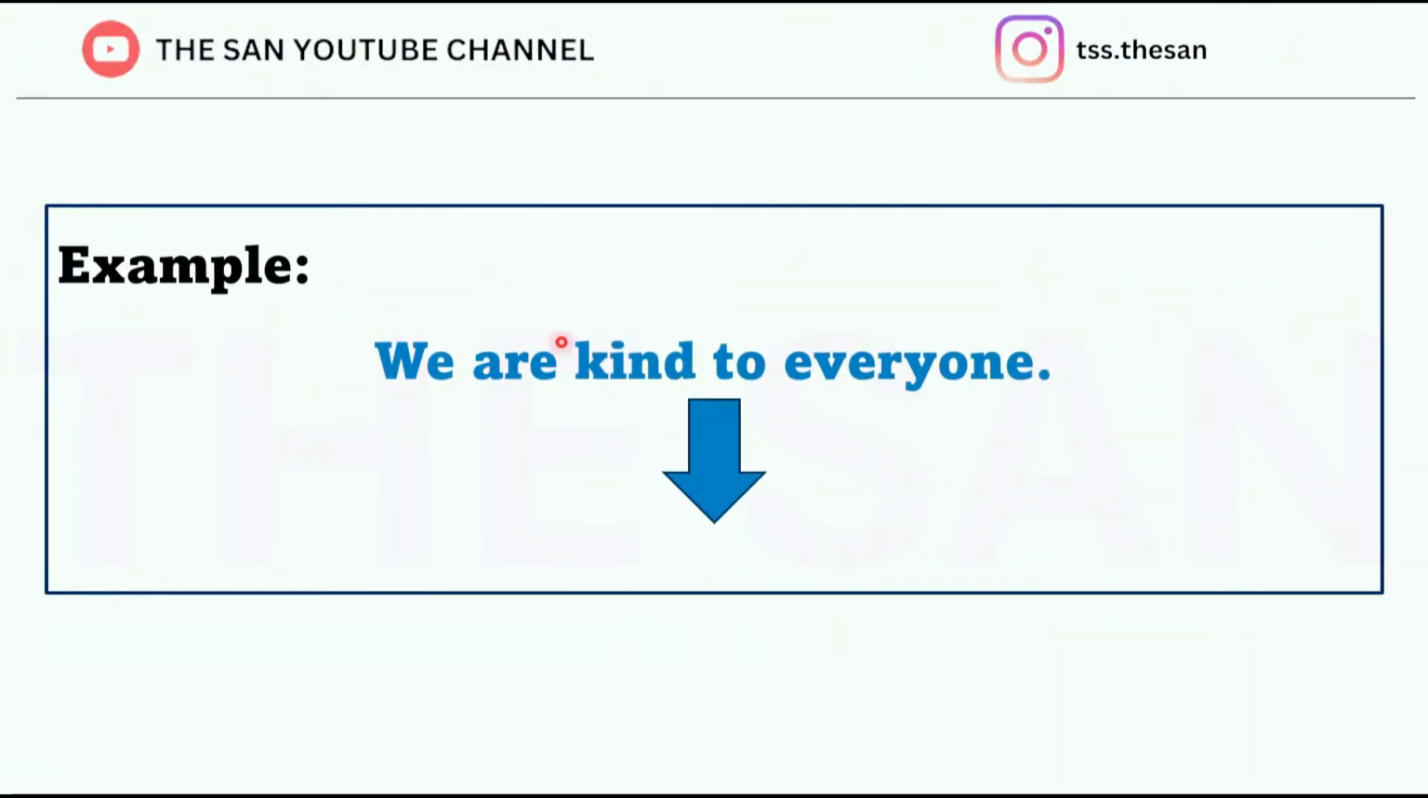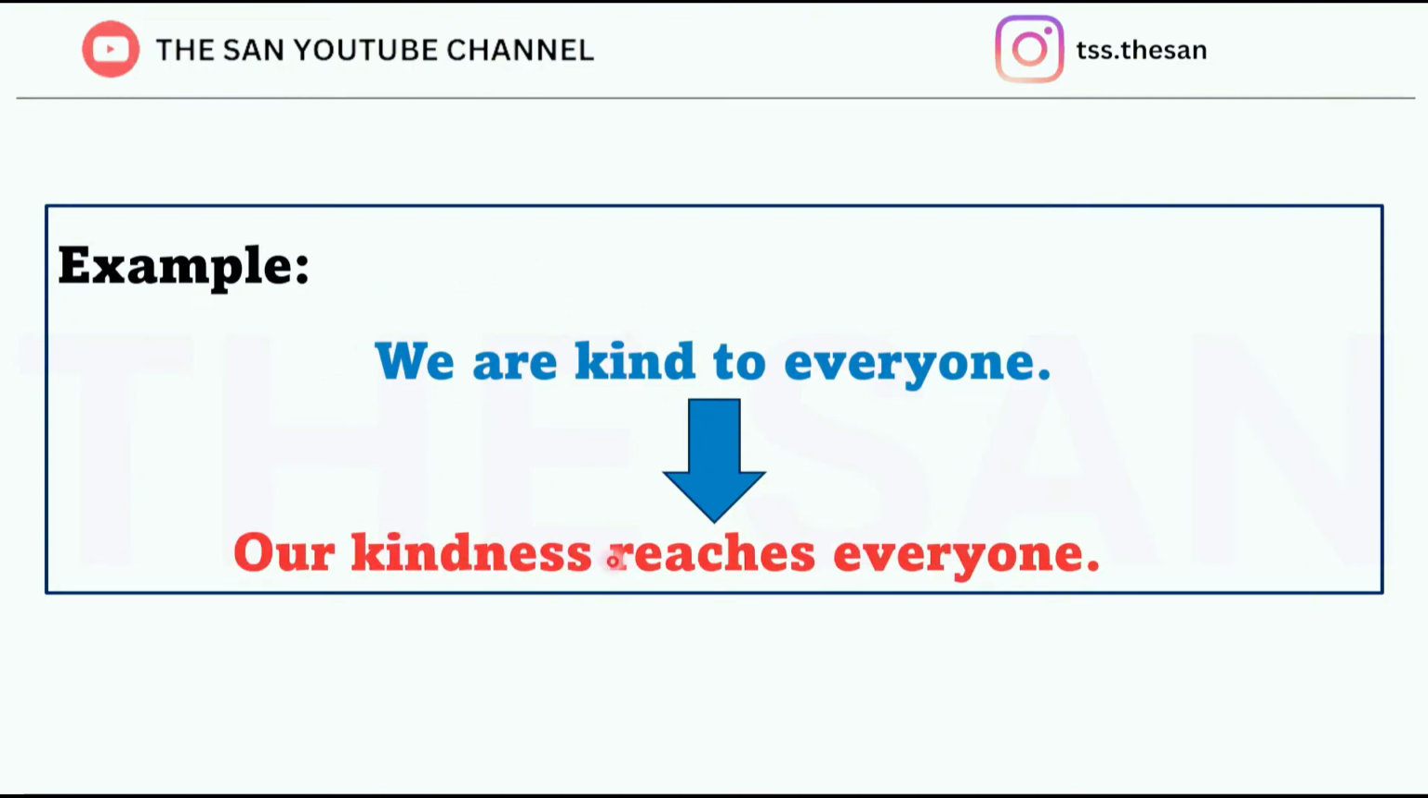The second thing is try to put some low frequency words into your essay. That means all those fancy words, but not that much. And the third thing is put some different phrases or idioms into your essay. And the fourth thing is try to vary the pattern of your sentences. So instead of saying we are kind to everyone, maybe you can try to put the word kind to the front. So it will be our kindness reaches everyone. So that's how you can score all these 4 sessions for your essay writing.